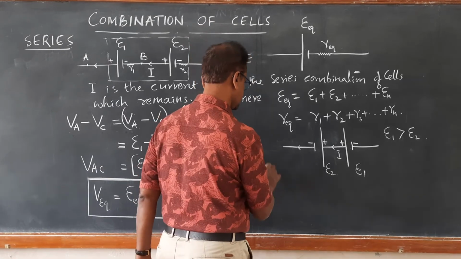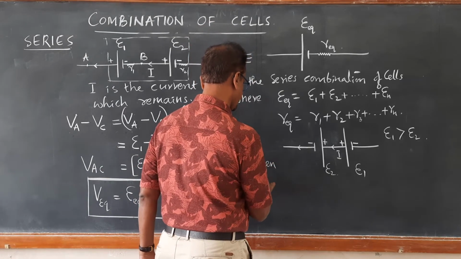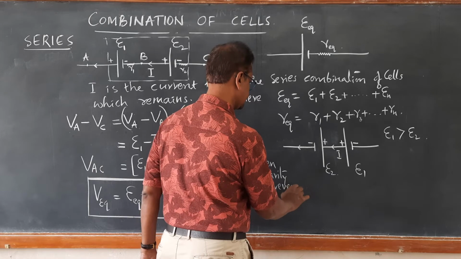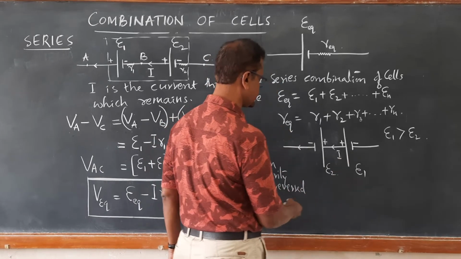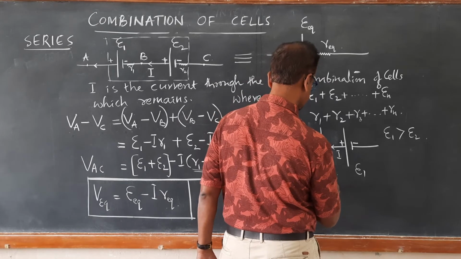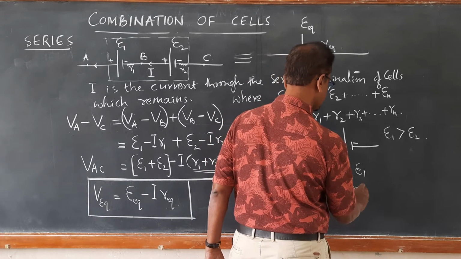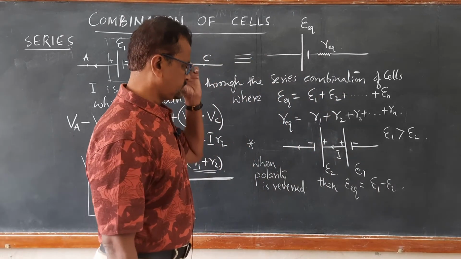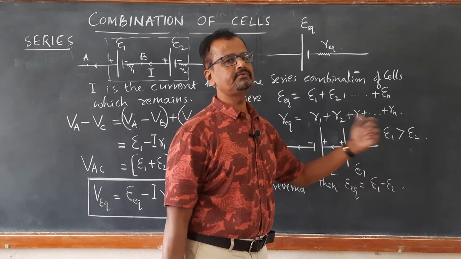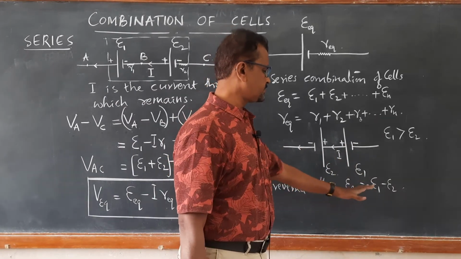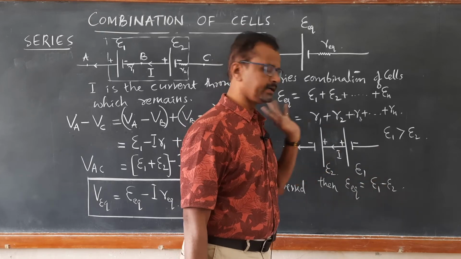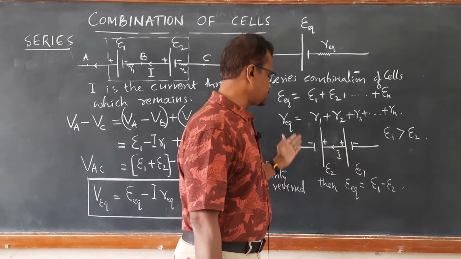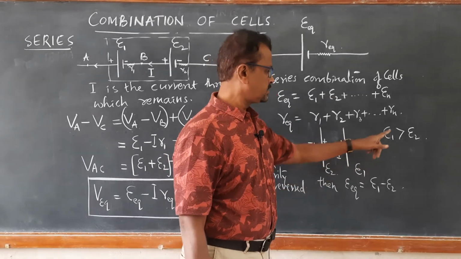So in such a case, when polarity is reversed, the current changes direction. When the current changes direction, then E equivalent becomes E1 minus E2. Accordingly, we have to take the sum of the EMFs, but now the EMF of the second cell becomes negative. The reason is current is entering from the cell of EMF E1 into the cell of EMF E2, because E1 is greater than E2.